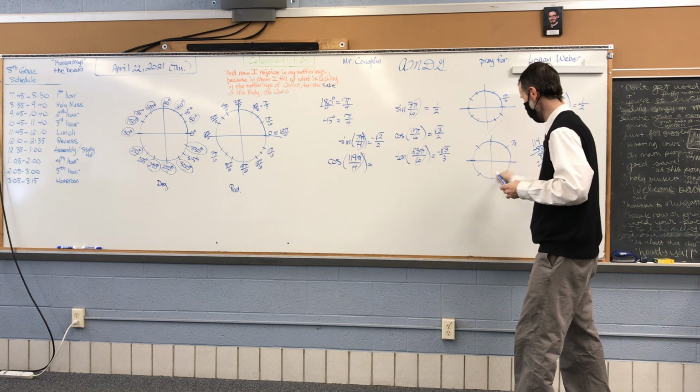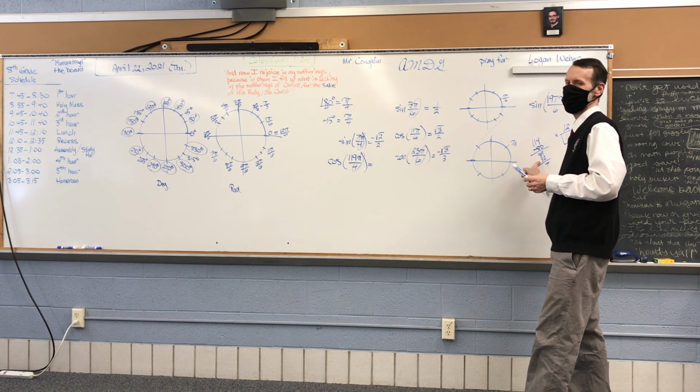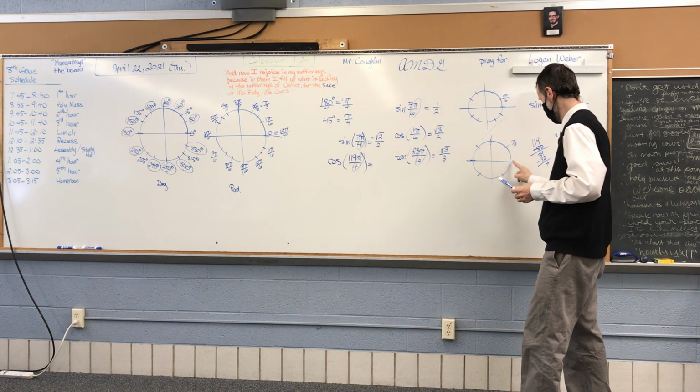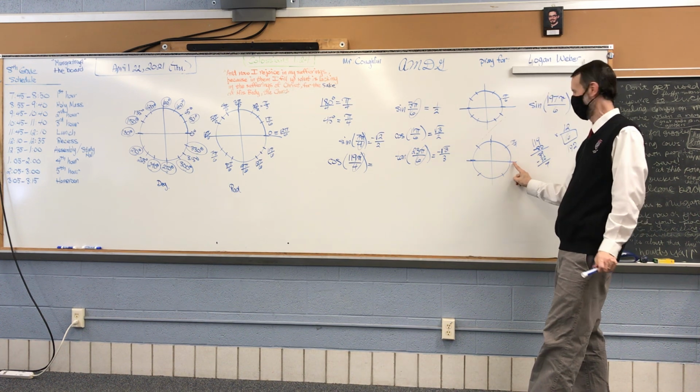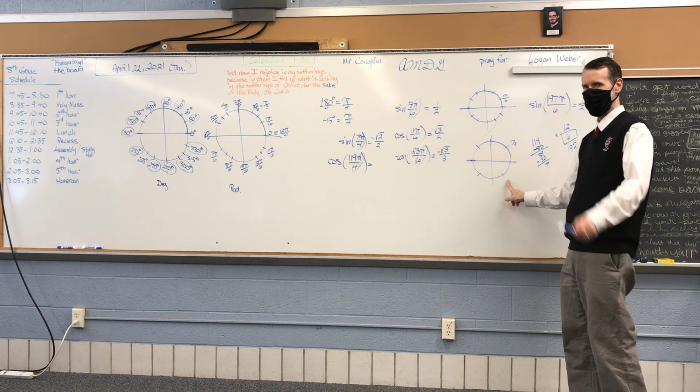So if I go 10 times around the circle, that covers 80 of them. And what's 32? 4 times more around the circle. Now I have 7 left over. 1, 2, 3, 4, 5, 6, 7. Where are we? Go ahead.